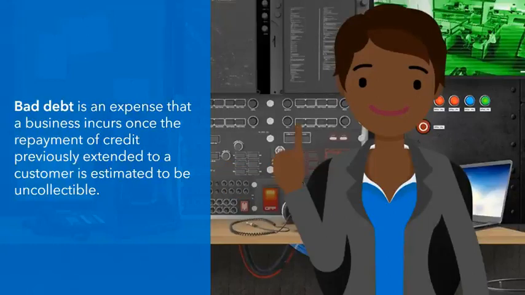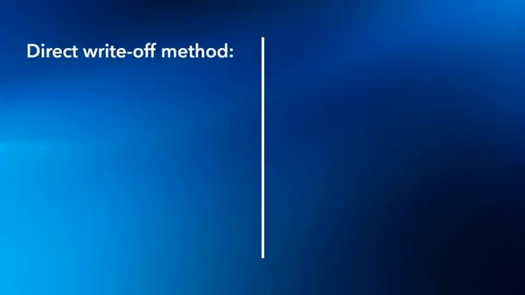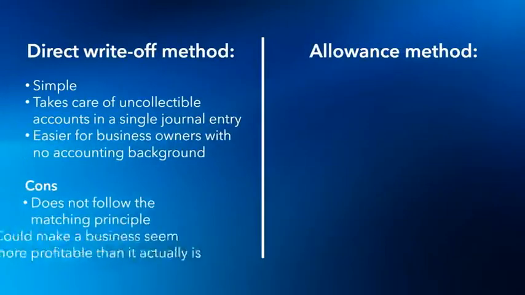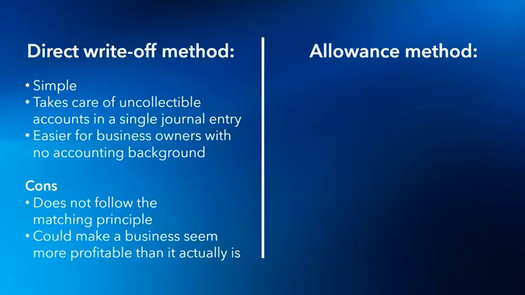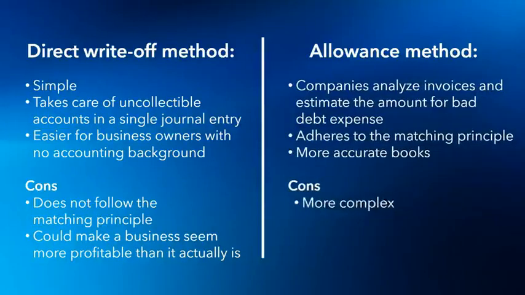From a bookkeeping standpoint, there are two ways to write off bad debt: the direct write-off method and the allowance method. The direct write-off method is the most straightforward and is used mostly by small businesses. However, there are some issues with it. The more accurate and appropriate method is the allowance method. This one takes a little more thought, but is better in the long run.